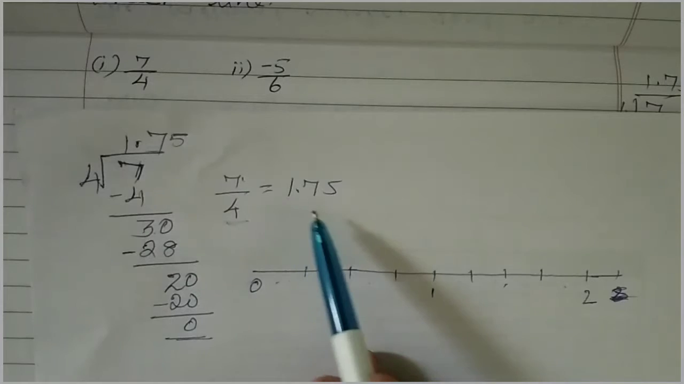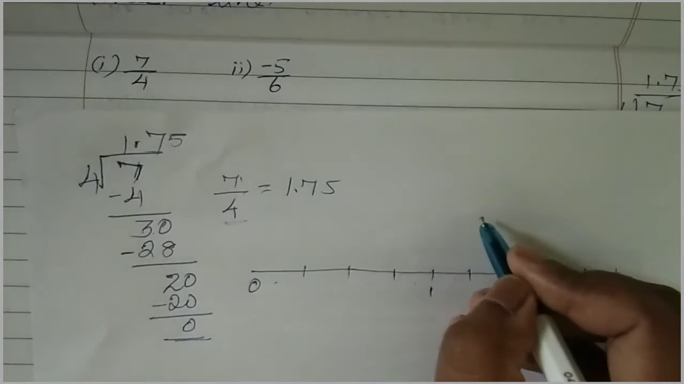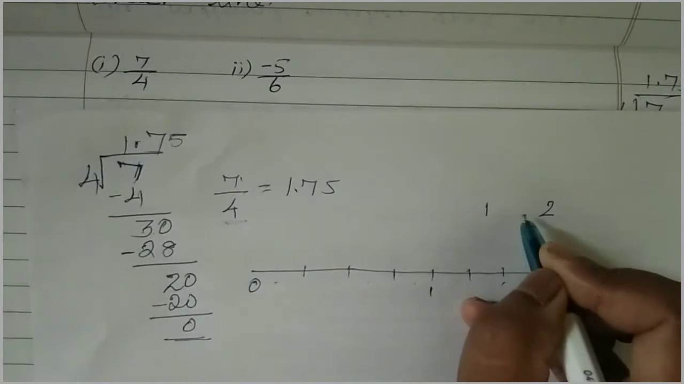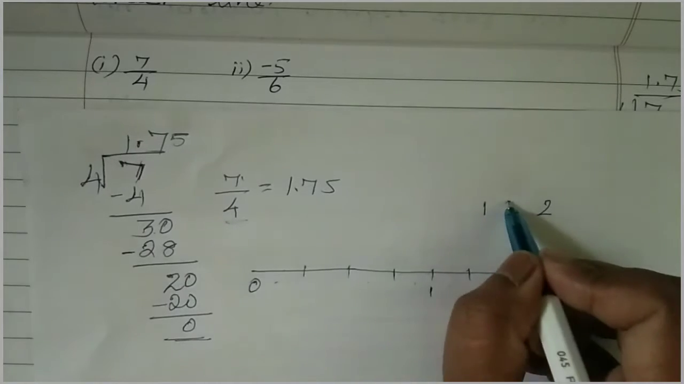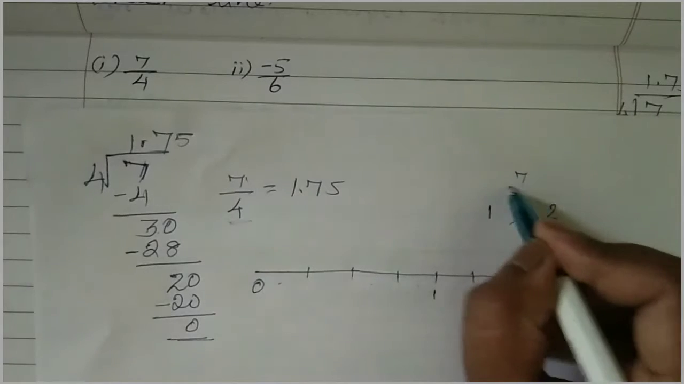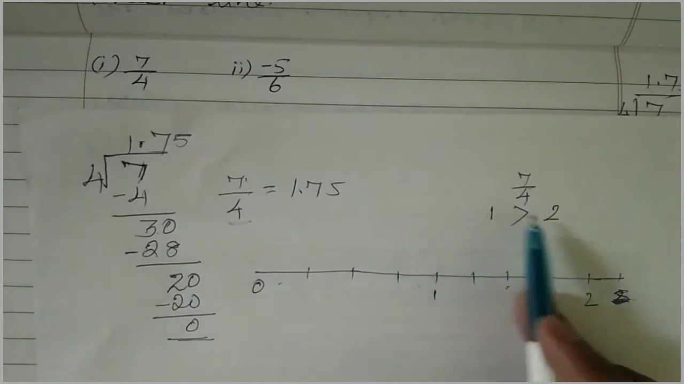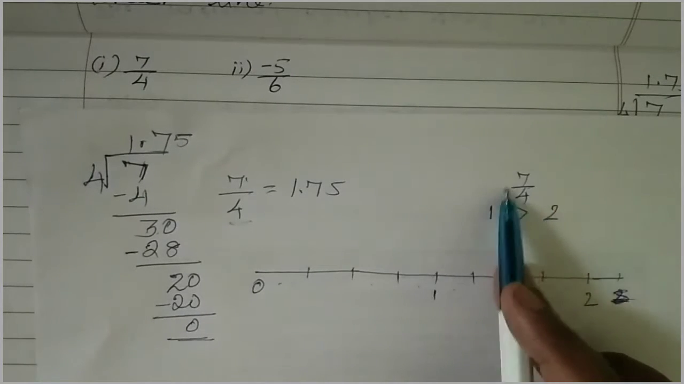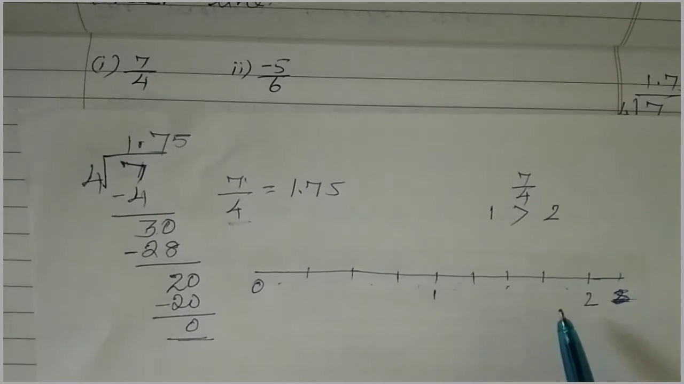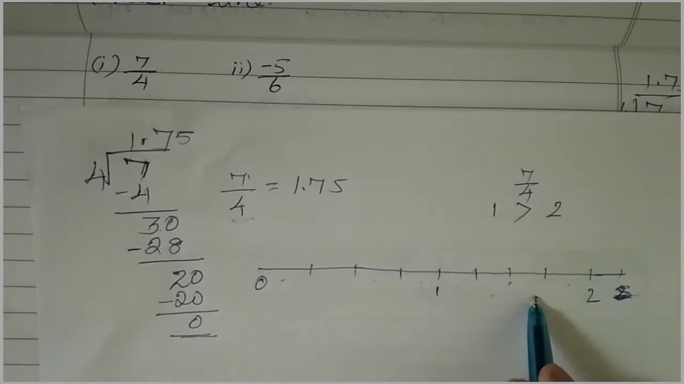Now see the value 1.75. What is the meaning of 1.75? 1.75 means the value is greater than 1 and lesser than 2. So the value 7 by 4, this rational number, is greater than 1 and lesser than 2. So this value lies between 1 and 2. Like that we have to take it. So the value is lying in between only.